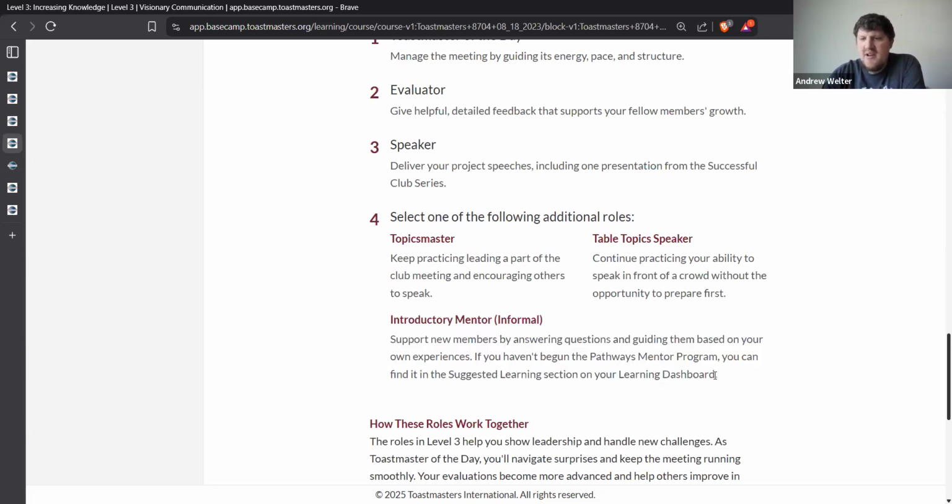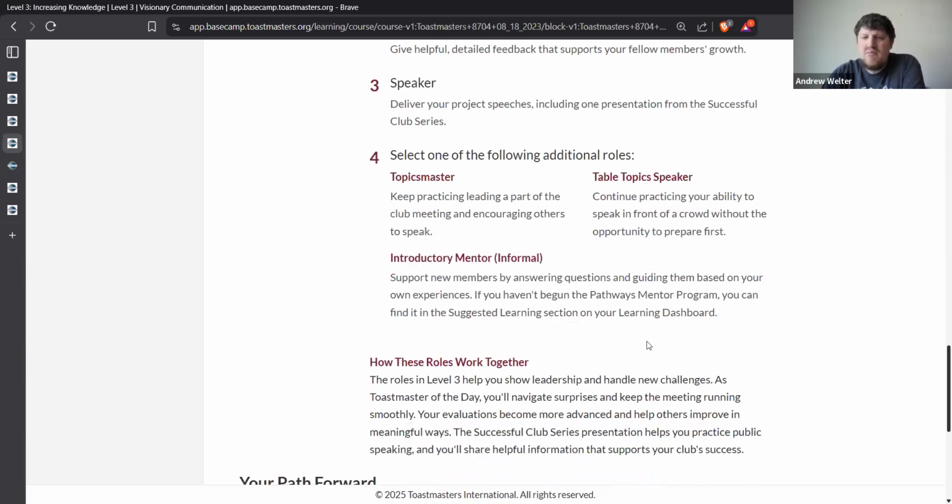And with that one there, as you can see, it's informal, so it's not as structured. There's not as many check boxes to it. But it's just you have a new member, mentor them, get them started in Pathways, get them going and giving speeches.